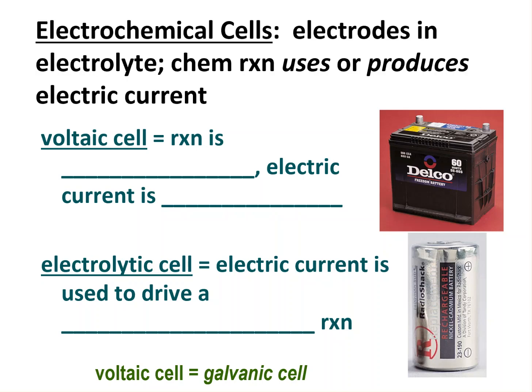Let's look at how we can use these reactions, or how they may be used. Electrochemical cells have the reactant and product separated so that there's an electric current involved. In a voltaic cell, the reaction that is going on is a spontaneous reaction, and so the electric current that is involved is one that's produced by the reaction.